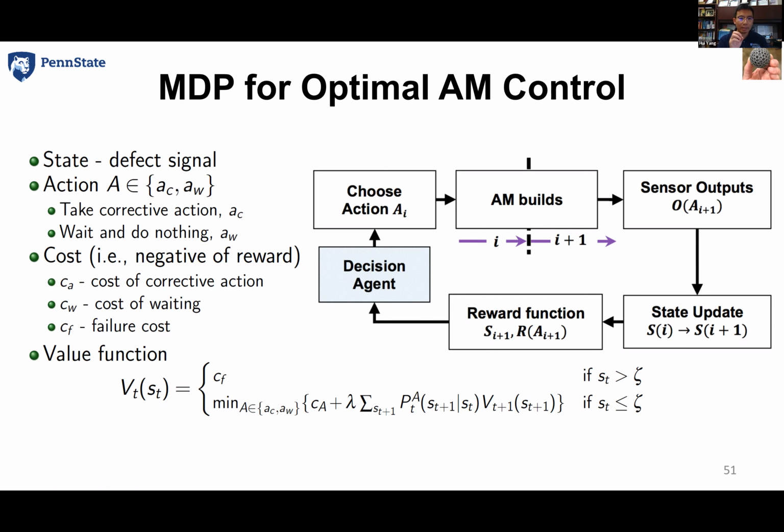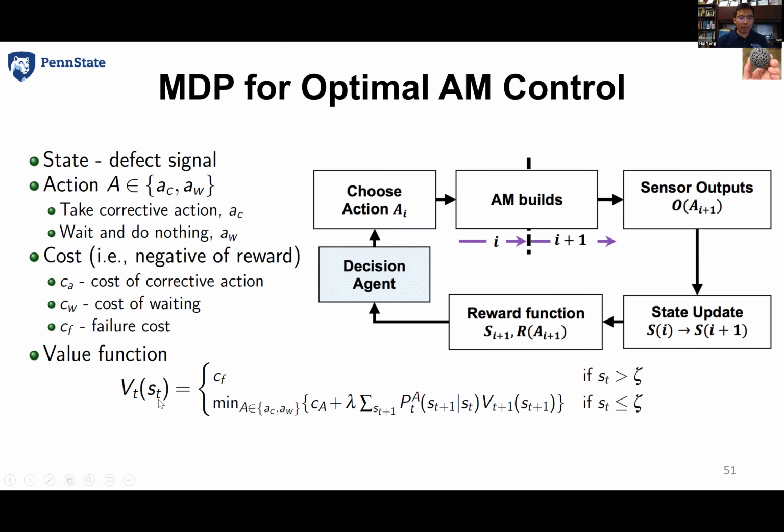Now, for the action you can take here, we consider two actions: take corrective action, or wait and do nothing. Because wait and do nothing is also an action, right? It causes subsequent behaviors. The cost is the cost of the corrective action and the cost of waiting. And if the final build fails, then you have a failure cost, that's pretty high.